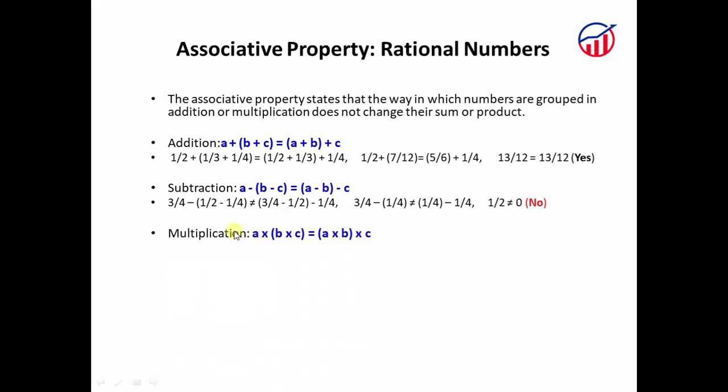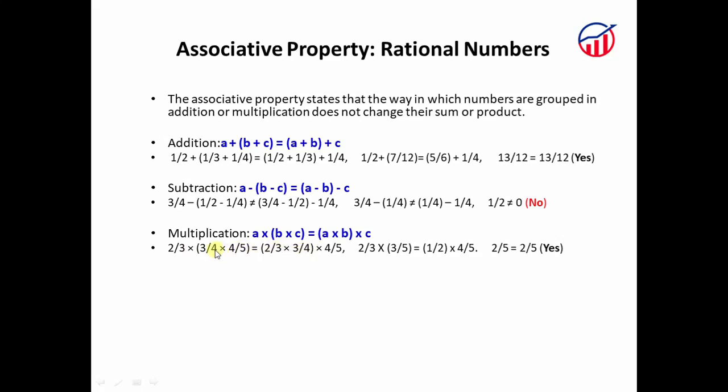Then we move on to multiplication. So what is multiplication? A into b into c is equal to a into b into c. The grouping is between b and c and a into b. So let's check out the examples. So 2 upon 3 into 3 upon 4 into 4 upon 5 on both the sides. The grouping is of 3 upon 4 and 4 by 5 on the LHS and 2 by 3 and 3 by 4 on the RHS.